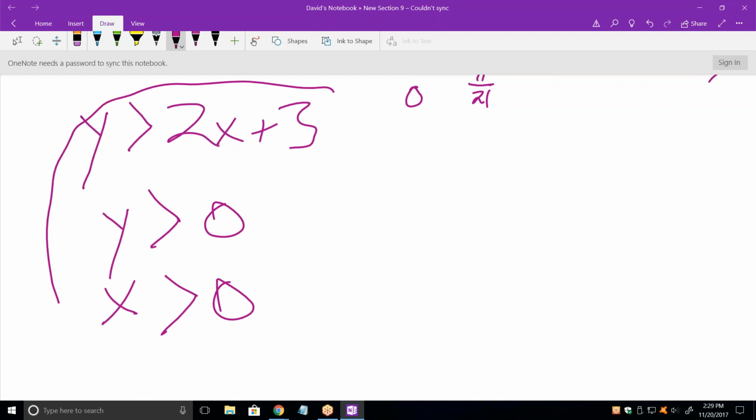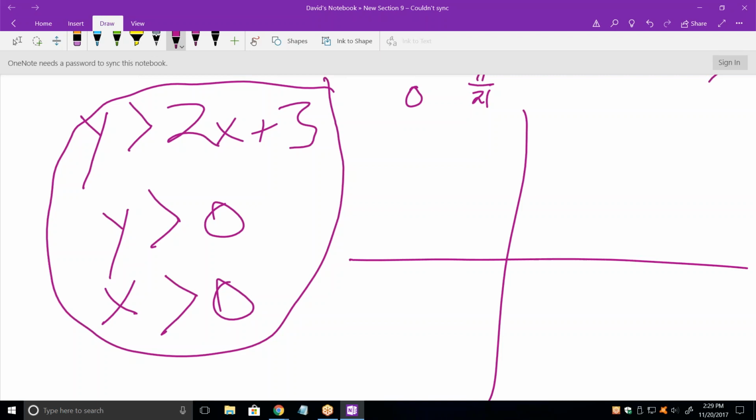If I said, give me the solution set to that, notice I have two variables. Well, the first thing I'm going to do is graph that linear straight line. I'm going to start at 3. I'm going to go up 2 over 1 to the right. I'm going to connect that with a dotted line.